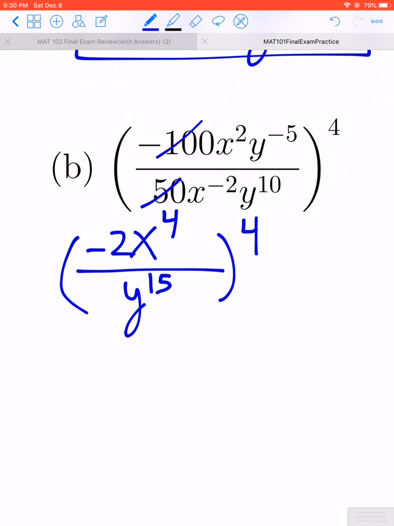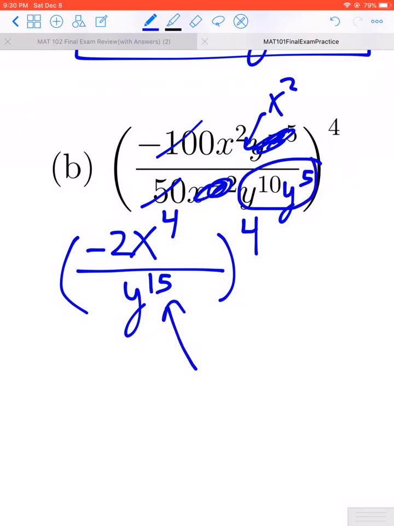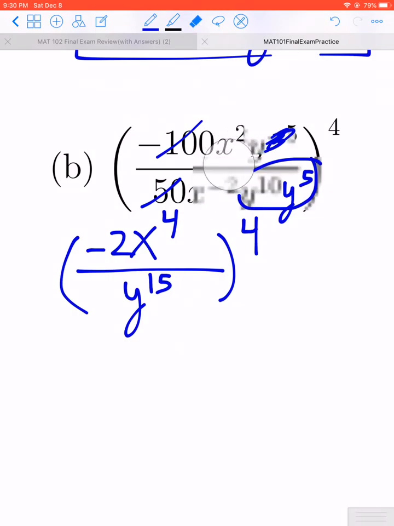Okay, if you don't like thinking of it like that, you can imagine these x to the negative seconds as coming into the numerator as an x to the positive second. And then you have x squared and x squared up top, which would make x to the 4th. Similarly, if you wanted to take these y to the negative 5ths and move them into the denominator as y to the positive 5th, then you'd have y to the 10th times y to the 5th in the denominator, and that's also going to give you that y to the 15th power. So a couple of different equivalent ways of thinking of how you can simplify the inside part.